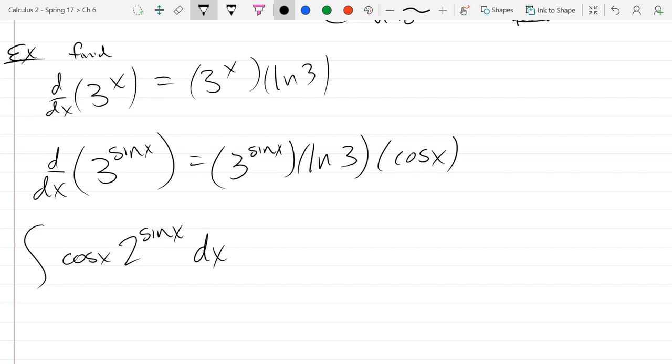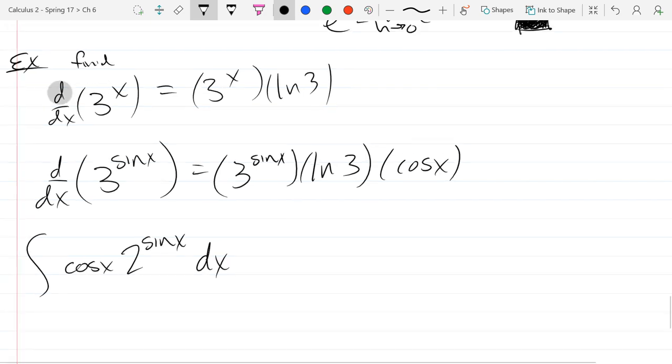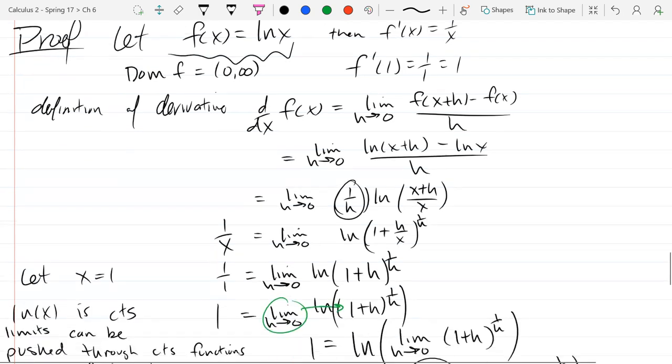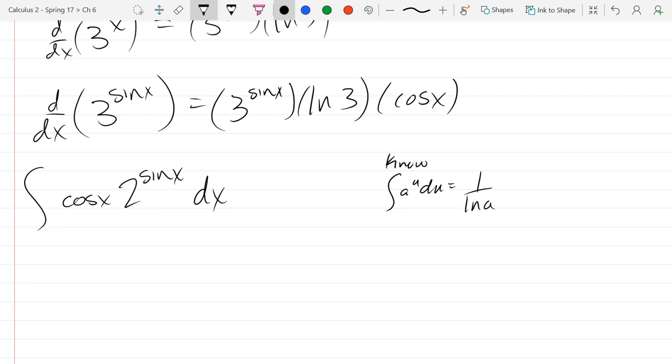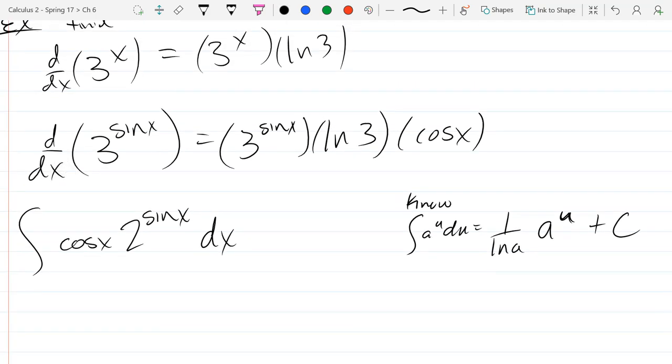All right, we're going to do an integral now. Antiderivative of cos x times 2 to the sine x dx. So what antiderivative formula do we have? We have this one, a to the u du. So let's rewrite that: a to the u du is 1 over ln a times a to the u plus c. All right. Easy question. What is a? 2. So we got a good base. Problem is we got that stupid sine of cosine right here. So how do we get rid of or change those around?